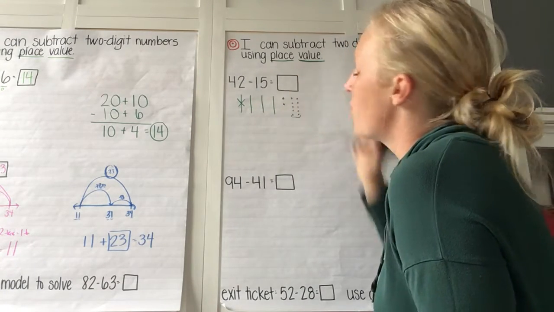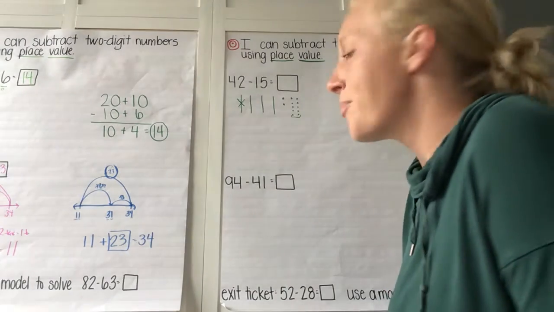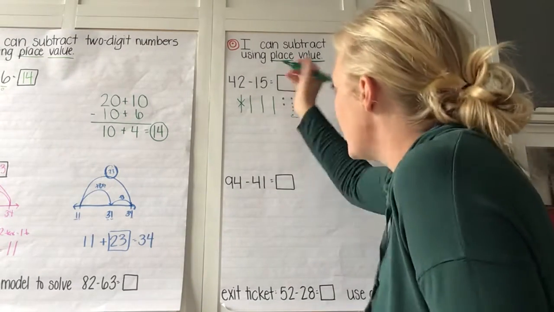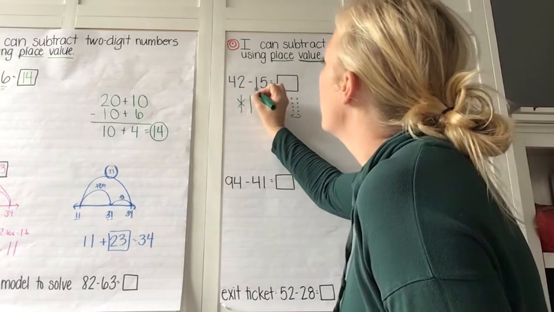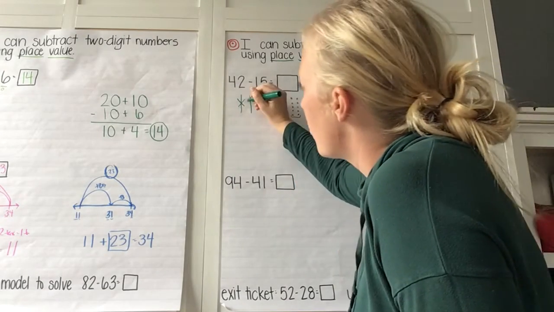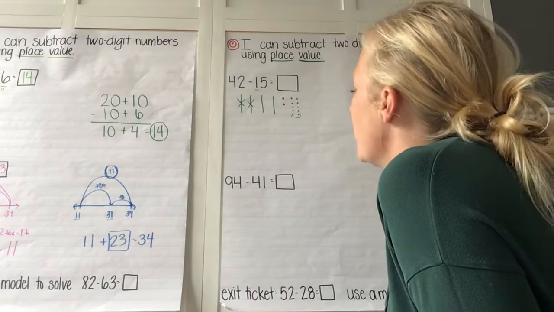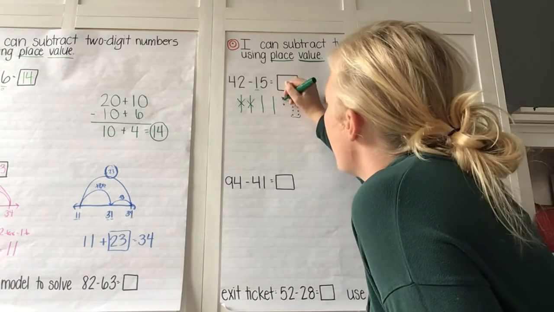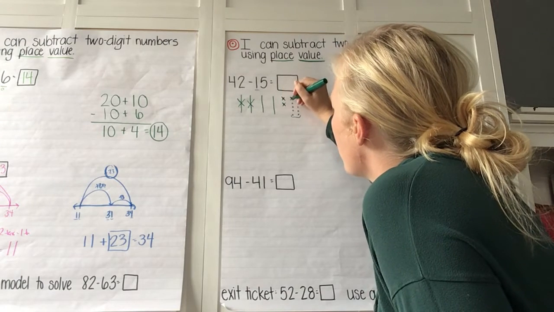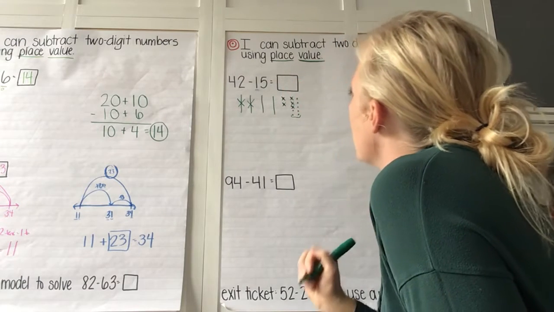Okay, and what did you do? You took away a 10. Where's that 10 coming from in our equation? All right, your 15. So you're crossing off that 10 from the 15. All right, and then what are you doing? Taking away 5. 1, 2, 3, 4, 5. And what do you find?